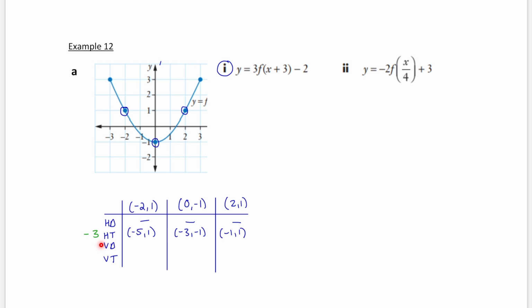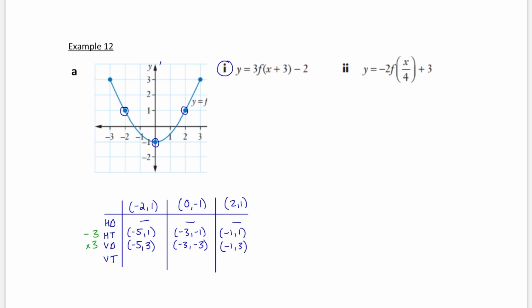Then I'm looking at my vertical dilation, and I do have one here. The scale factor is 3, so I multiply the y values by 3. So 1 will become 3. -1 becomes -3. And 1 becomes 3.